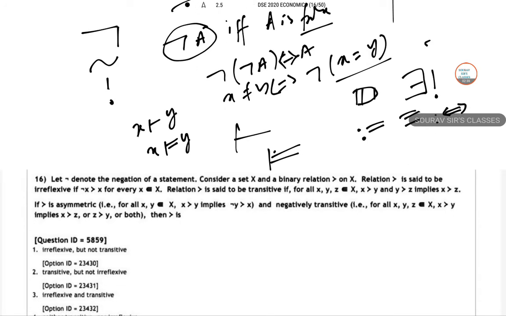Now let's do it directly. The negation is of a statement. Consider a set X and a binary relation on X. This relation is called irreflexive if the negation of x related to x holds for every x belonging to X. Now if this is asymmetric and negatively transitive, then what is the meaning of this sign?